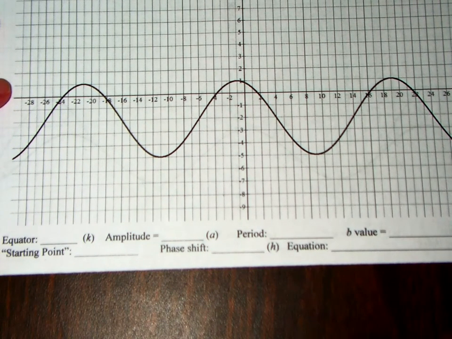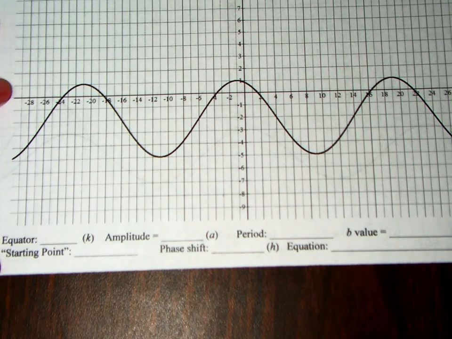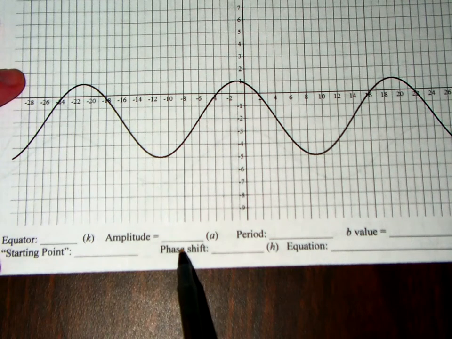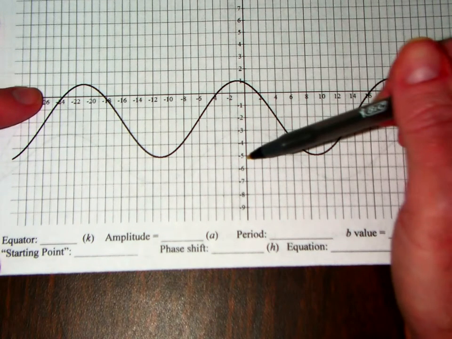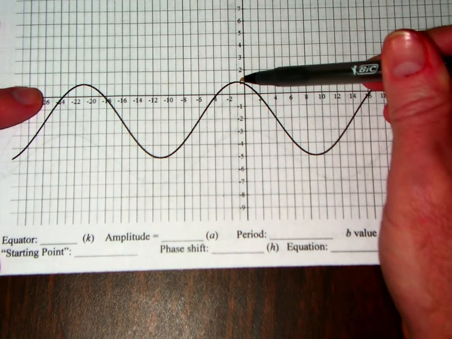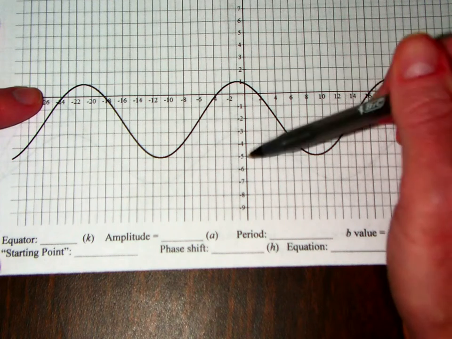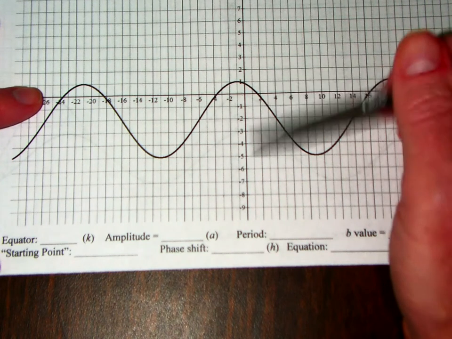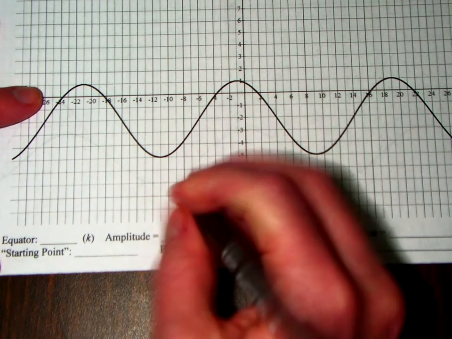or what one of the solutions is, because there's a lot of them. I'm going to go through this a little bit faster. So amplitude, we know it goes from -5 to +1. So the total distance is 6, divided by 2 is 3. So my amplitude is 3.